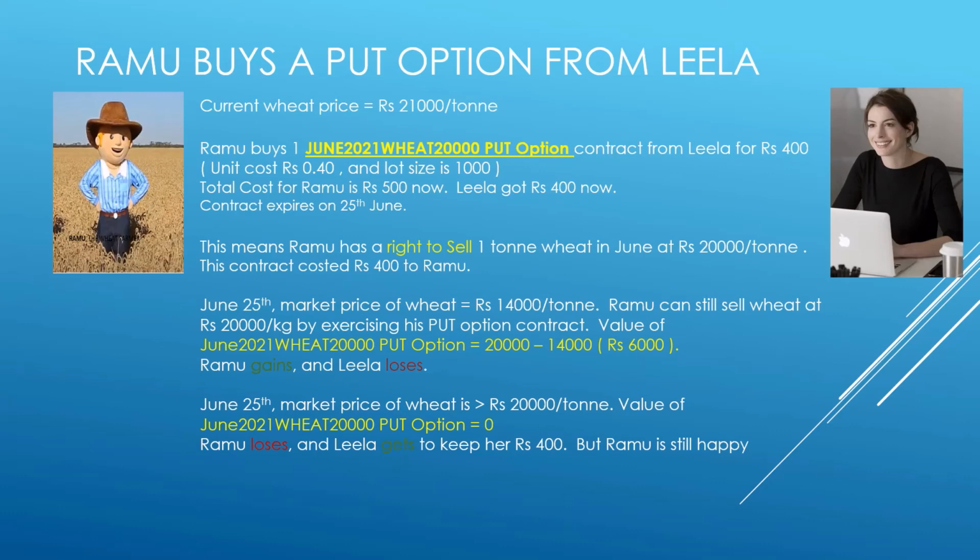But Ramu is still happy because his original worry was whether he can get to sell the wheat at a very good price or not. He accomplished that. Now, what if the wheat price is, let's say, rupees 22,000 in the market? Ramu is even happier. He can just simply ignore that particular put option because it cost only 400 rupees to him.